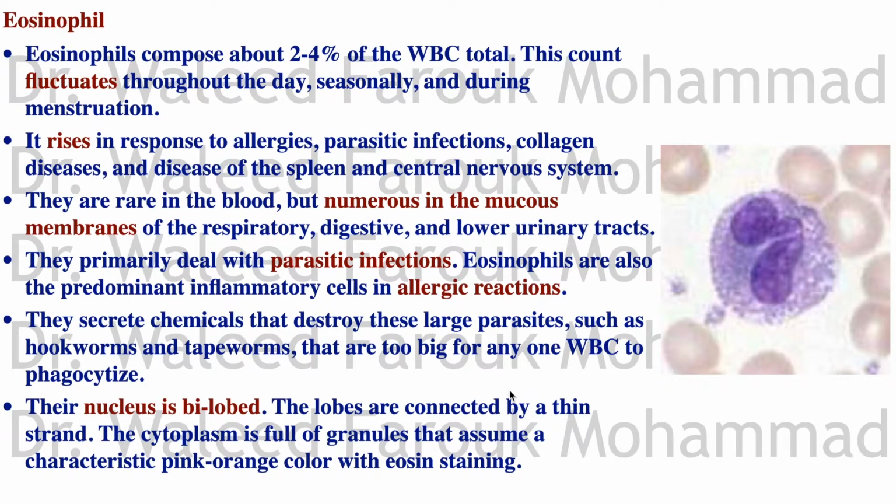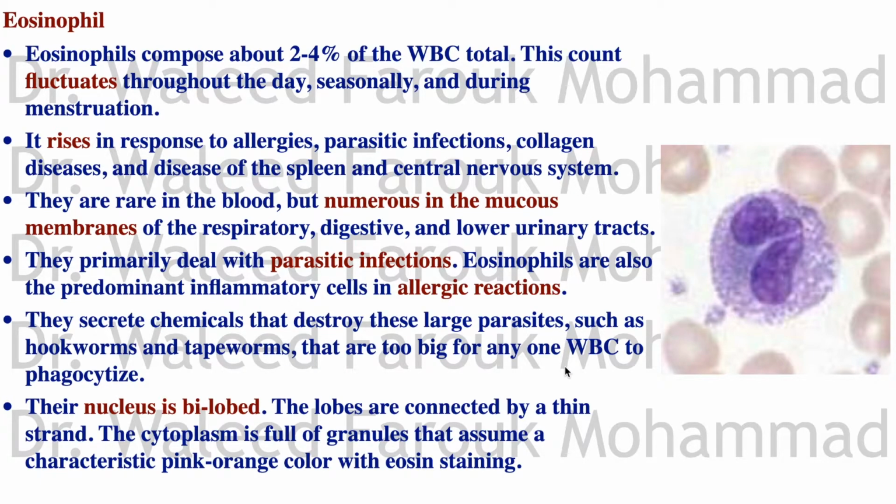Eosinophils, on the other hand, the levels of them fluctuate, with seasonal fluctuation, throughout the menstruation and throughout the day. And they are concerned with allergies and parasitic infections, collagen diseases, diseases of the spleen and central nervous system. They are more numerous in the mucous membranes of the respiratory and digestive systems and the lower urinary tract.